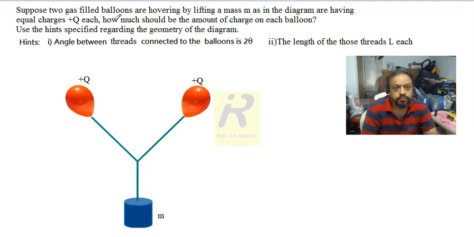Suppose two gas-filled balloons are hovering by lifting a mass m as in the diagram, having equal charges plus q each. How much should be the amount of charge on each balloon? So we have to find the value of q by some other means. Use the hints specified regarding the geometry of the diagram.